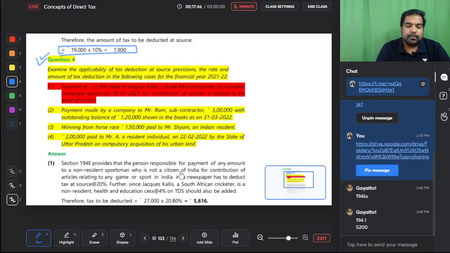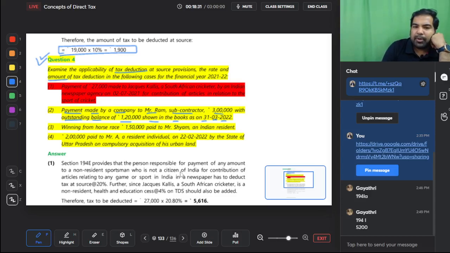Guys, back to you. Alright, let's do this guys. Examine the applicability of TDS, the rate and the amount. Payment made by a company to Mr. Ram, a subcontractor, 3 lakh with outstanding balance of 1 lakh 20 shown in the books on 31st March 2022.